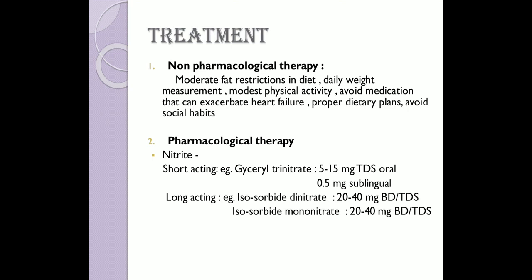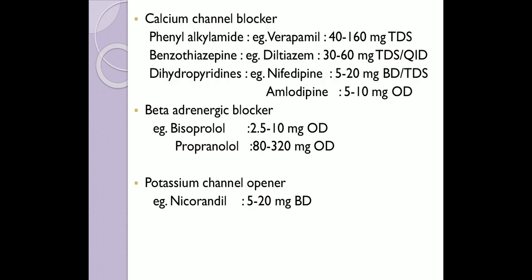It is of two types, short acting and long acting. The short acting includes glyceryl trinitrate in the dose of 5 to 15 mg TDS oral, then 5.5 mg sublingually. Then long acting includes isosorbide dinitrate and isosorbide mononitrate in given doses. Calcium channel blockers. There are three categories: phenylalkylamine, benzothiazepine and dihydropyridine. These are also given in the given doses.